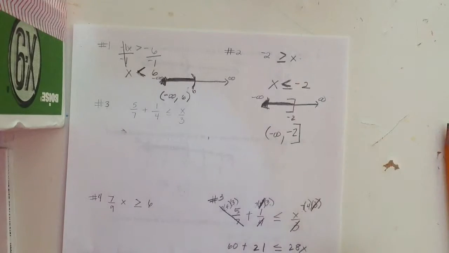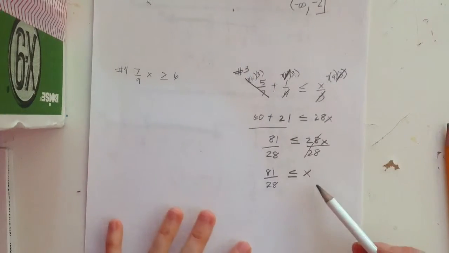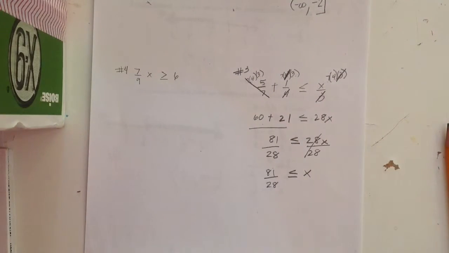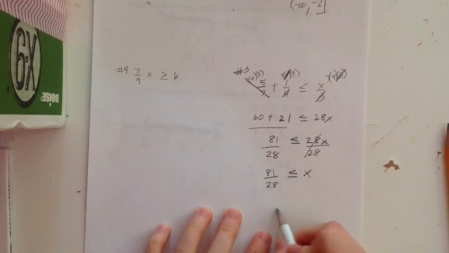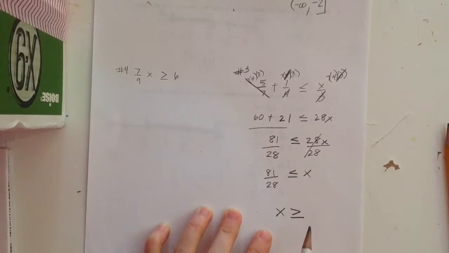Notice that this is pretty similar to this number up here. The x is on the right side, so that means that I'm going to have to flip it. So remember, the big mouse eating the x, so when I flip it, the big mouse still needs to be eating the x.